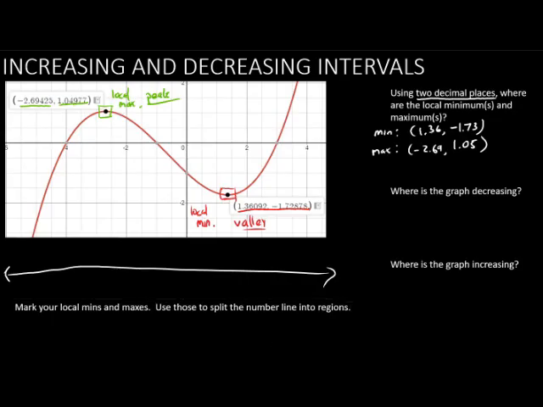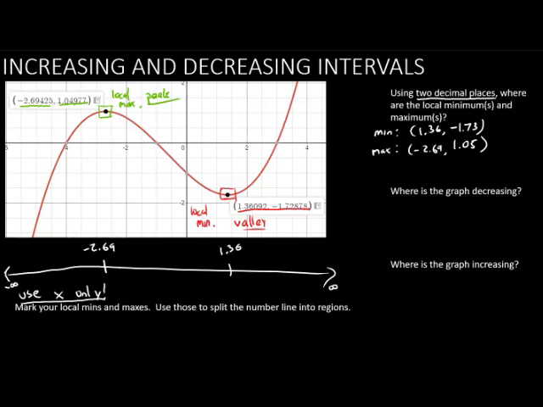Our local max was on the left side at negative 2.69, and we'll mark that. We'll also mark the local minimum, which is at 1.36. Notice that we are not writing the y values, we're only writing x values when we answer increasing or decreasing. We'll also place negative infinity and positive infinity on our number line.